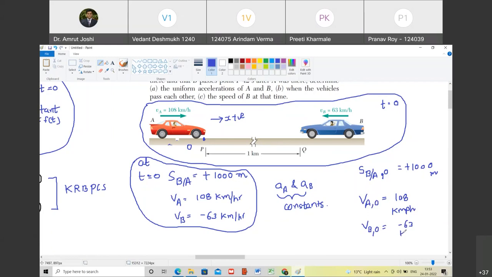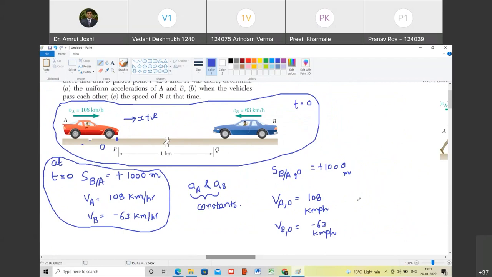Can we convert it into meter per second, SI unit? Yes. What do we have to do? You have to multiply this by 5 by 18 and you will get the value as how much? Tell me. 30 meter per second and 17.5 meter per second, minus 17.5 meter per second. So we are working in the SI system of units. So we have done this.